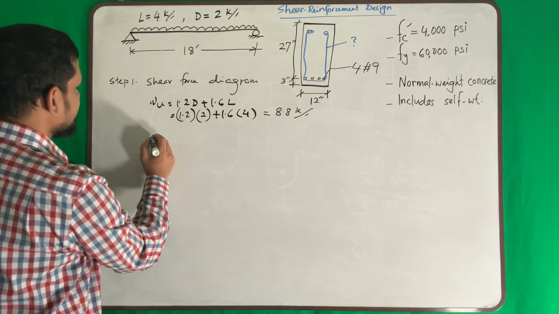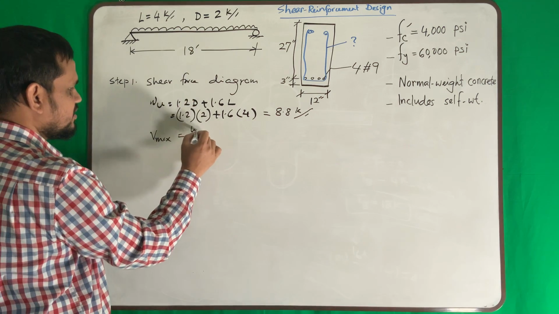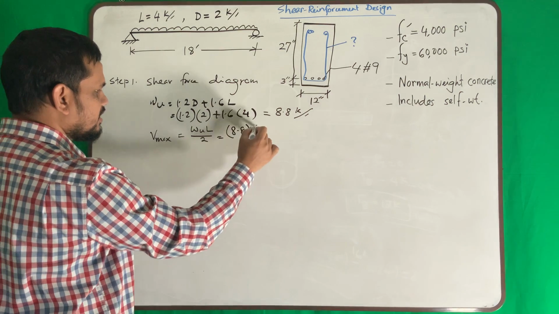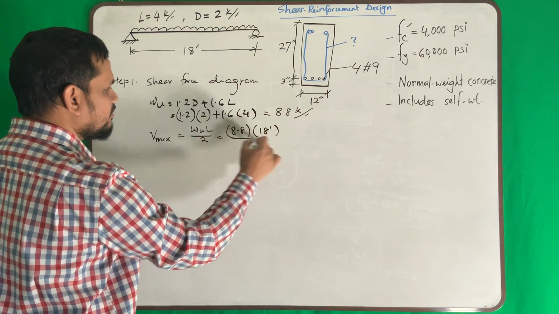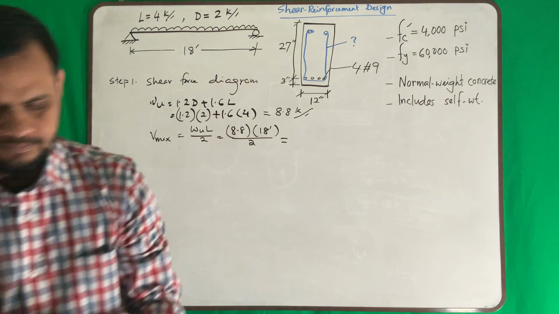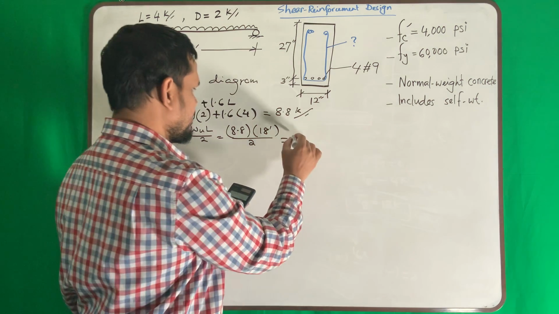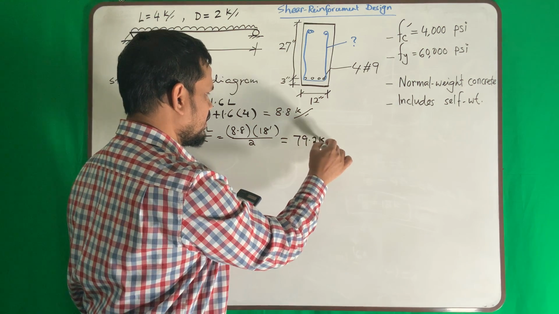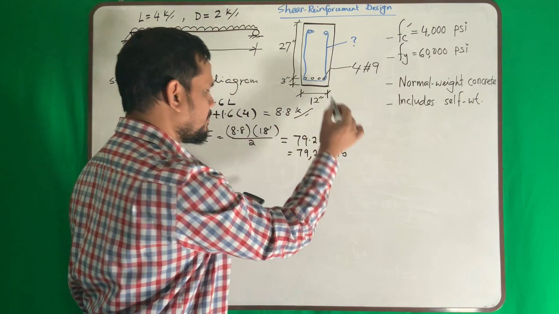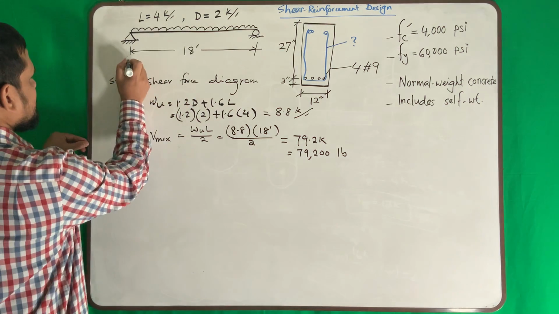Okay, then what is my Vmax? Vmax for this kind of beam is wL by 2. So 8.8 times L, which is 18 feet, over 2. If I use my calculator, 8.8 times 18 over 2, 79.2 kip. That means 79,200 pounds. So that is my maximum shear force.